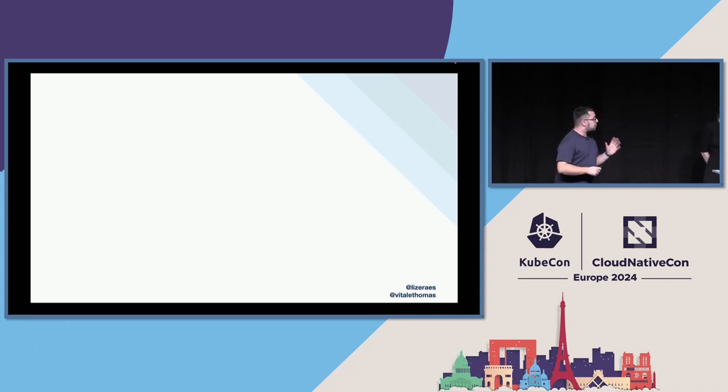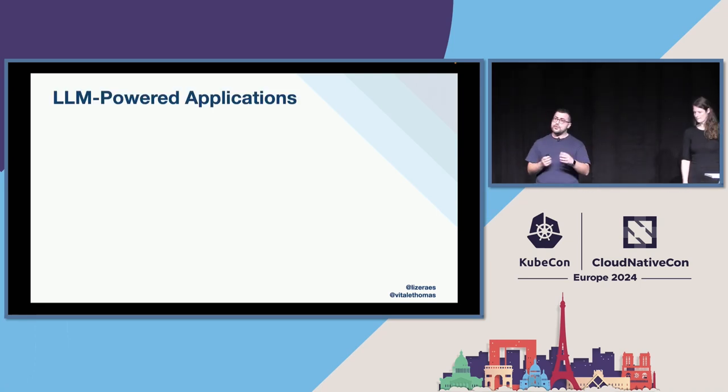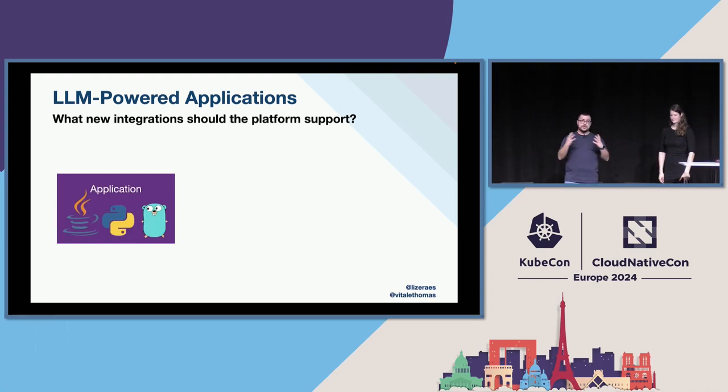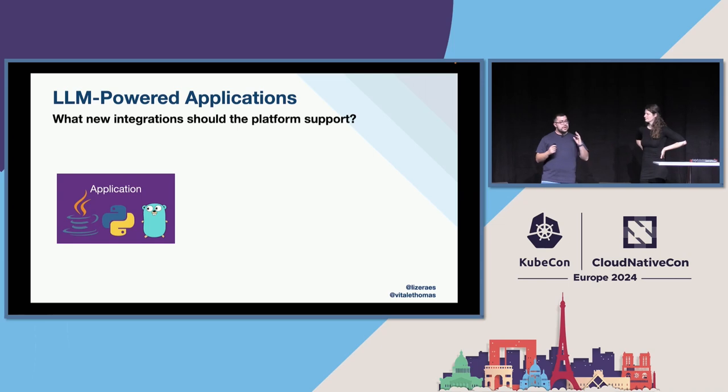So I want to make sure that I understood correctly the problem. So we're talking about applications that are powered by large language models. And these applications are actually implemented using regular programming languages. So we're talking about Java, Golang, Python. But then we have two new types of integrations that you're looking for support in a platform.